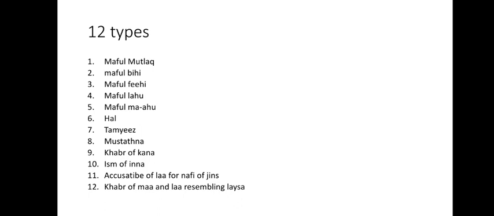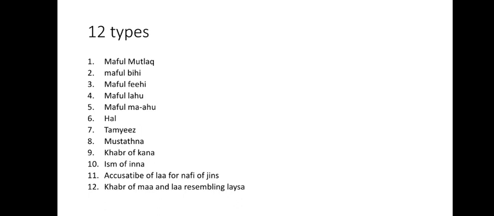Then we have hal, which expresses the state and situation of the fa'il or the maf'ul, or both of them, so how the action took place for them. And then we have tamyiz, which is used for clarification, like when you have a number, you could say I have 20, and then you say 20 what? I have 20 dirhams, so dirham will be mansub. It's used to clarify the ambiguity of 20. You have mustathna, which is used to exclude a noun from a previous sentence.